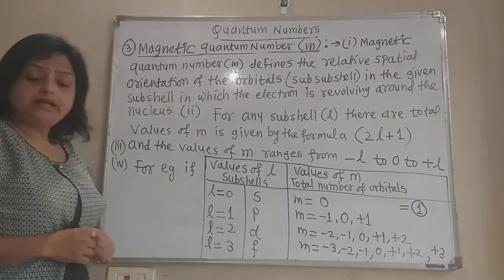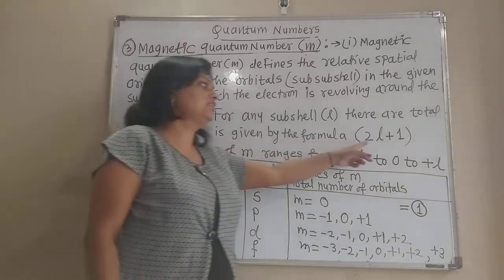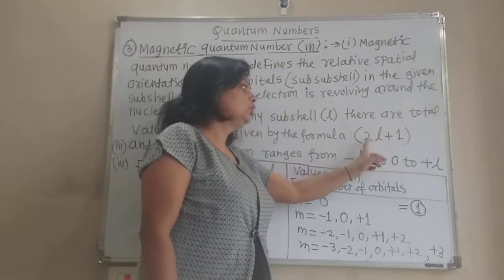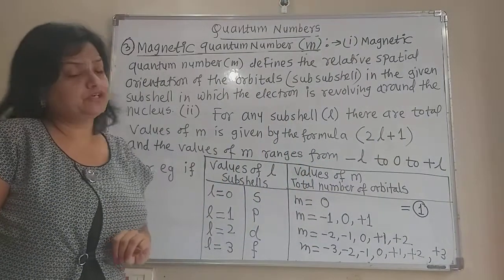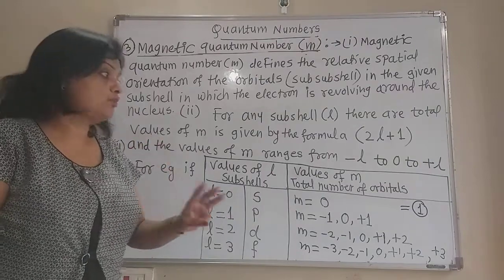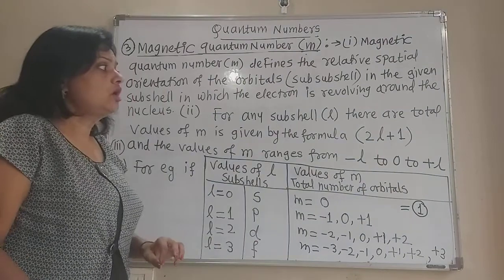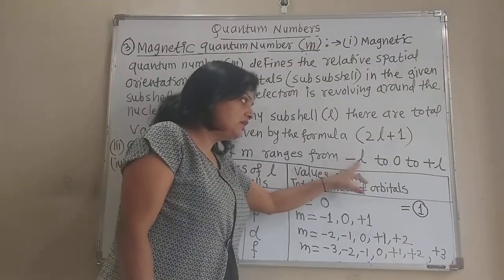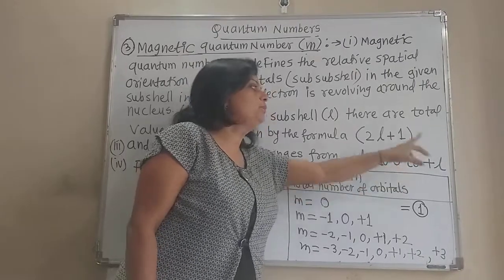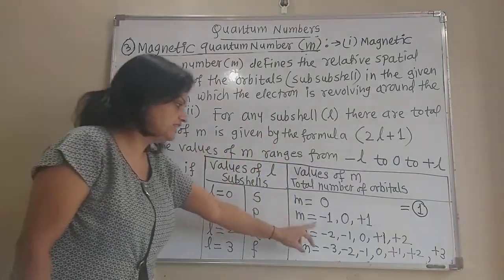Now see, if L is equal to 1 there. For L equal to 1 there are 3 orbitals. We calculate that 2 into 1 is 2, plus 1, that means 3 orbitals must be there. Now that ranges from minus L to 0, 0 to plus L. So as L is equal to 1, it is minus 1, 0 and plus 1. These are 3 different values of m. Now see the values of m.